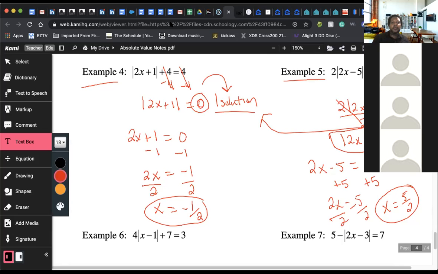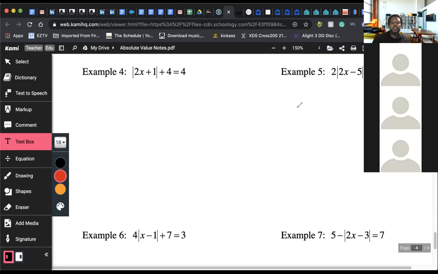All right. Very good. We're going to look at the next set of problems, 6 and 7, the last 2 actually in our examples.